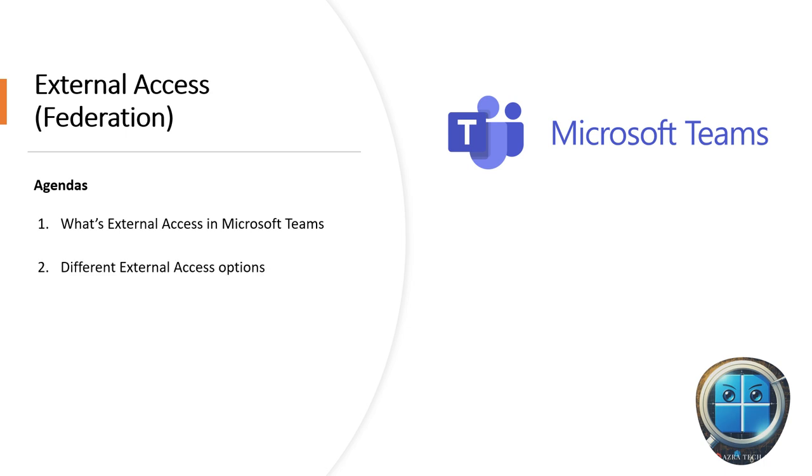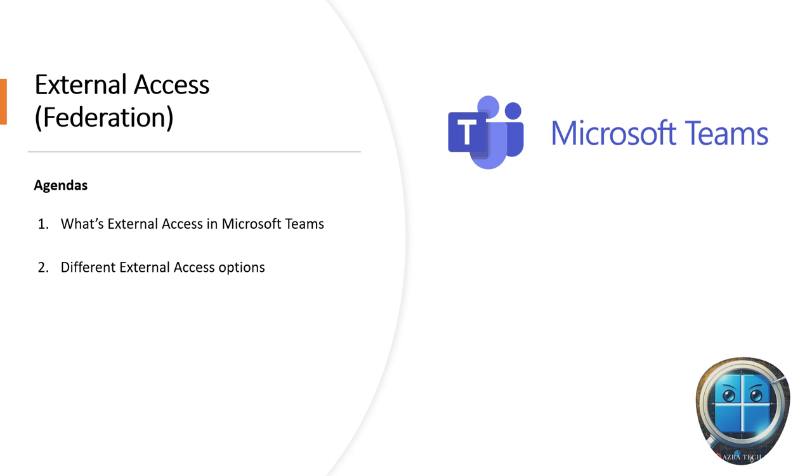Now, in external access, you will have different options. You can set your organization to chat with anyone as long as they have Skype for Business or Microsoft Teams. They can chat. There is no limitation in terms of the domain or organization restrictions. That's number one option. It is completely open. As long as anybody in the world has Skype or Teams, they can chat with your users.